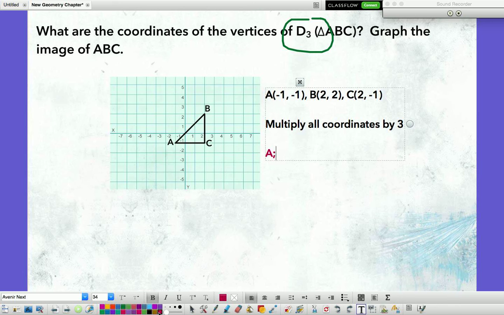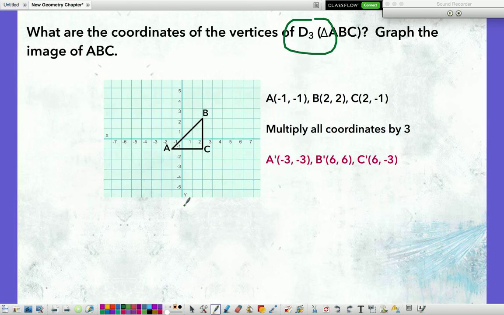So A prime would be -3, -3. B, if I multiply both by 3, we've got 6, 6. And then C prime, I forgot my prime here, C prime times 3 would be 6, -3.